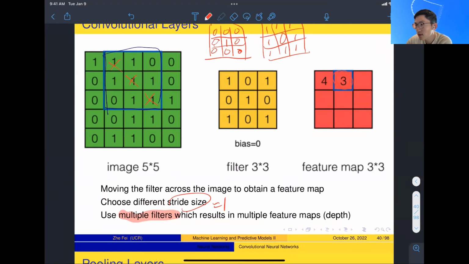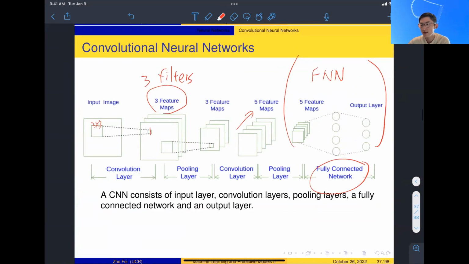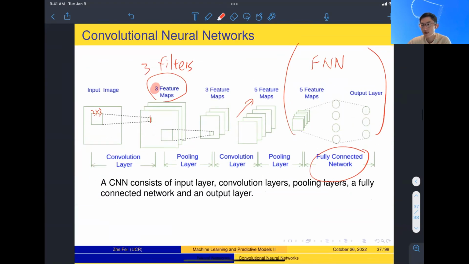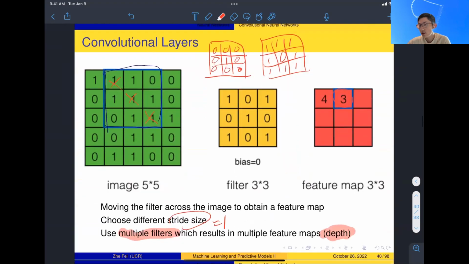And then this multiple filters, right? People call this the depth. So this corresponds to the number of feature maps, right? As we see here, you apply 3 filters, right? You get 3 different feature maps, and so on and so forth.